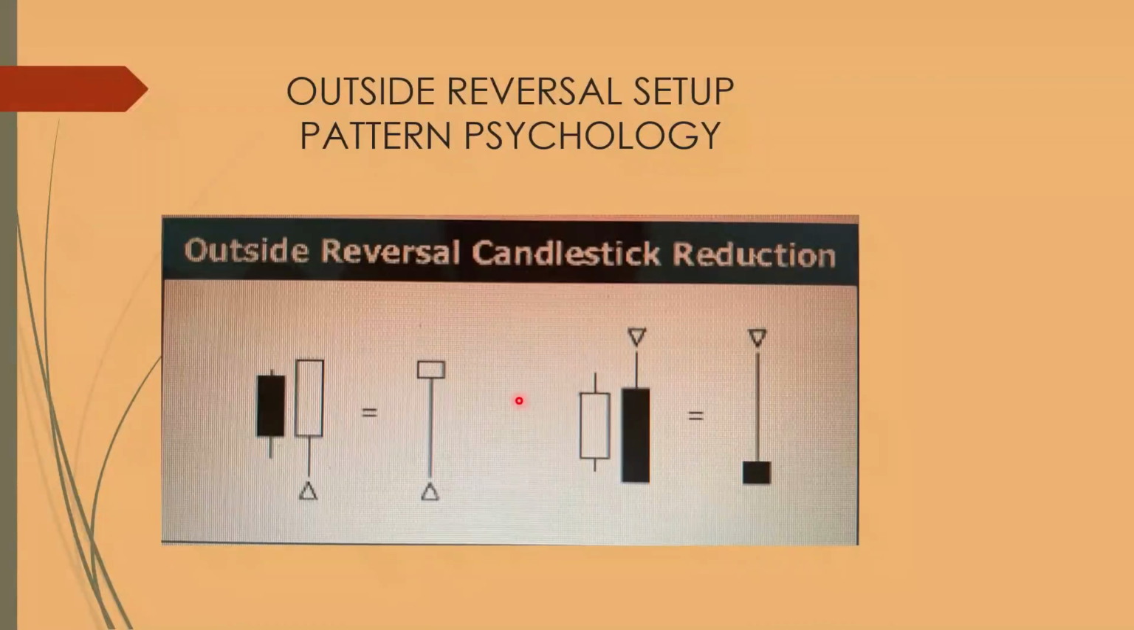This is the psychology of the outside reversal setup. When this bearish candle and this bullish candle combine, it becomes a pin bar. Same in the reverse case with bearish candles. This one is a bullish candle, this one is the engulfing bearish candle. But if we combine these two candles, we get a bearish pin bar.